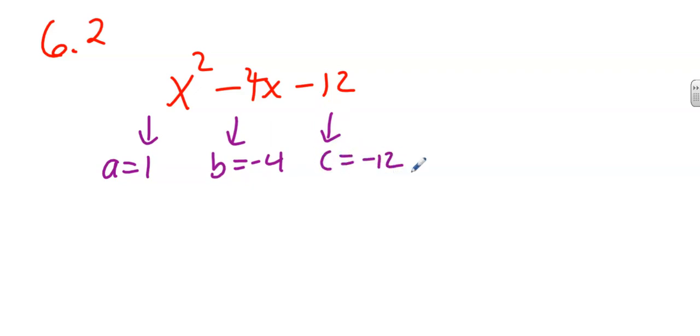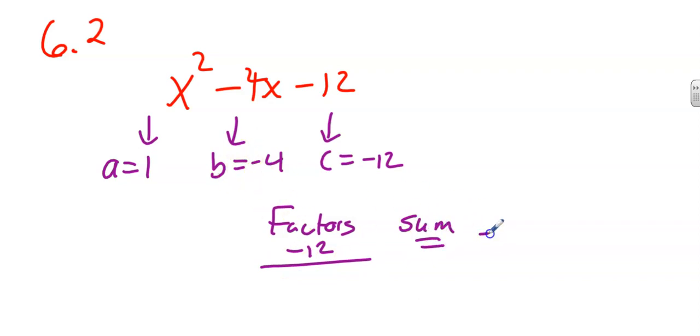The whole thing we were keen on last time was, if it was just a regular trinomial, where we weren't doing greatest common factor or anything along those lines, we were looking for the factors of negative 12 that would have a sum that equals the b term, which was negative 4.